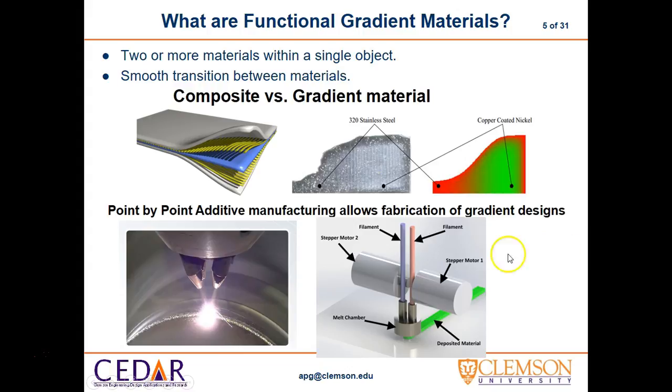cheap consumer type 3D printer where you have two stepper motors pushing two different filaments into a single melt chamber, and by controlling how much of each material is being pushed into the melt chamber, what comes out will be some type of mixture of the two. So by changing the ratio of the two, you can make a gradient material.